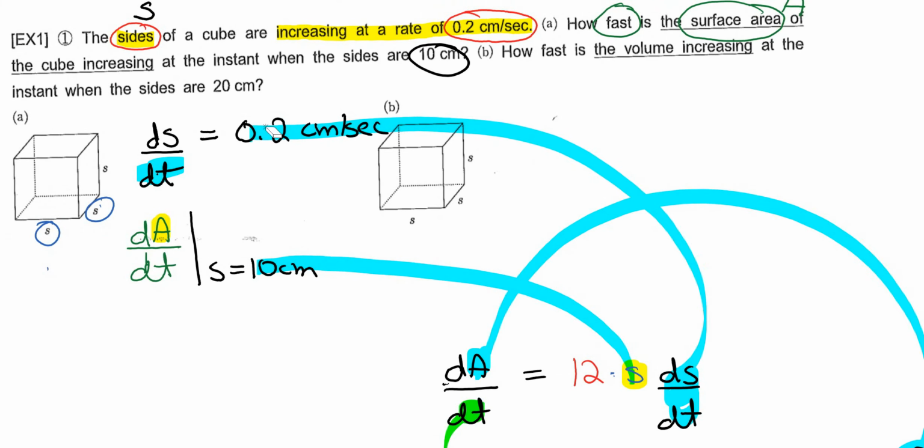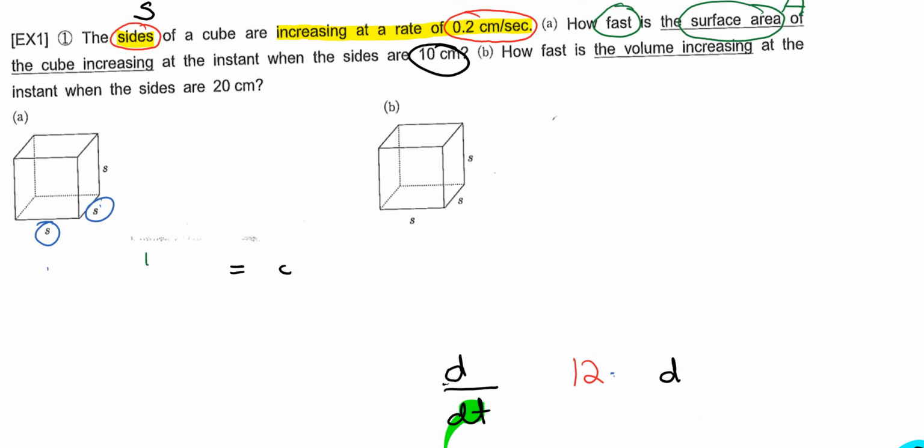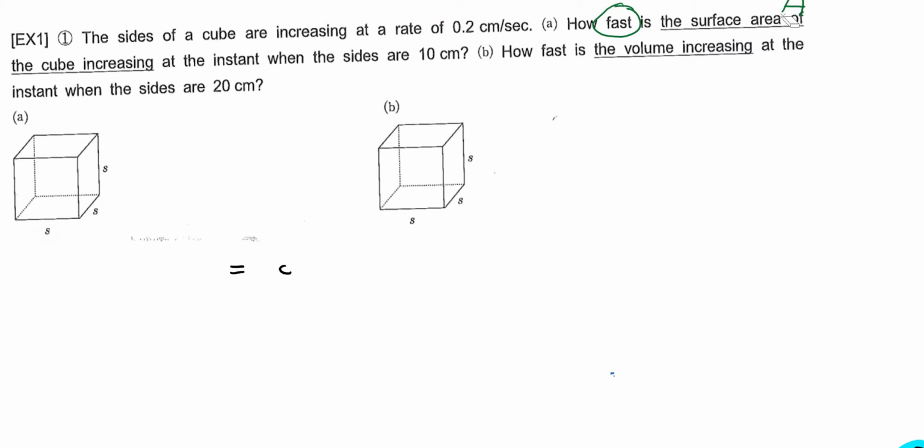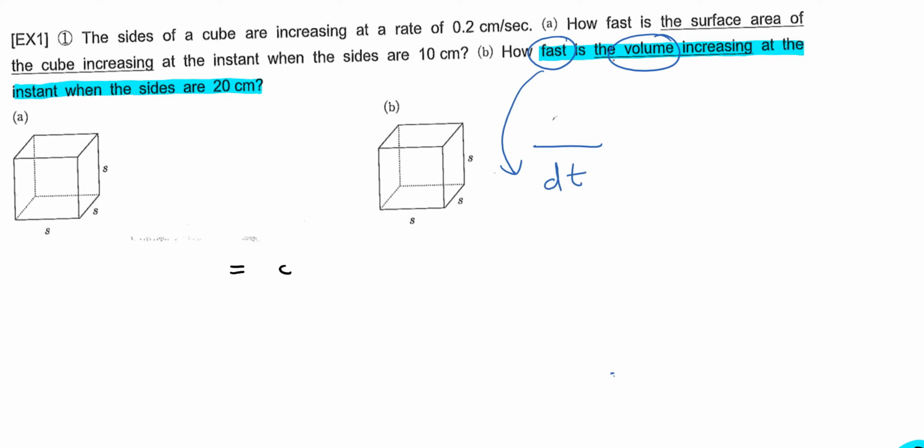For part B, let me just erase all this. Okay, for part B, how fast is the volume increasing at the instant when the sides are 20 centimeters? Whenever you read the term how fast, that means there's a dt in the denominator, and since you have volume, that's going to be dV in the numerator. So I need to find dV over dt when the sides are 20 centimeters.